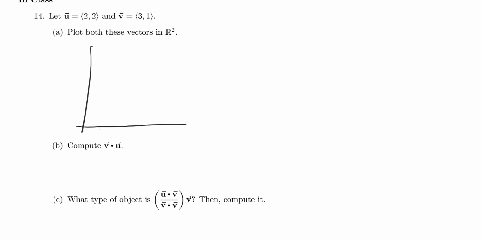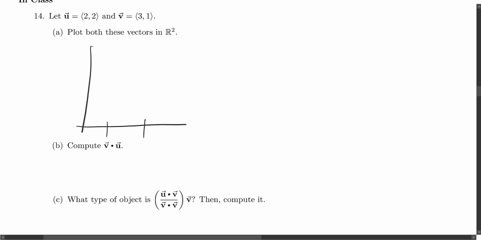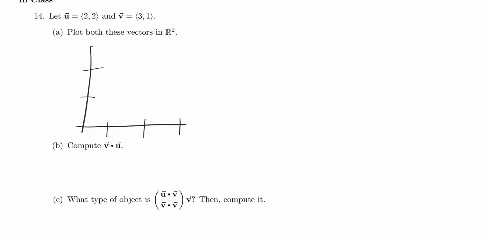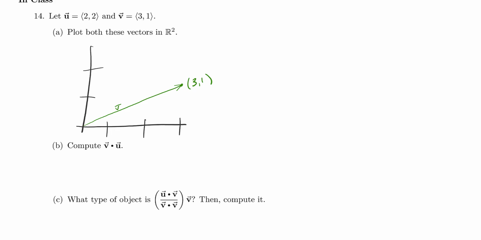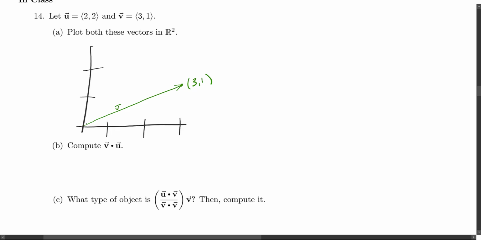So let me give myself some coordinates here. It's a 1, 2, 3, 1, 2. That should be big enough, I hope. And let's plot the vectors. I'm going to plot vector v first. So vector v is this vector right here. There's the endpoint there at 3, 1. So there's vector v, if we're representing it as a position vector. And then vector u is the vector that reaches out to the coordinates 2, 2.